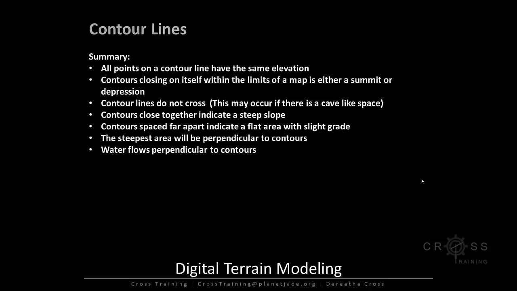So to summarize this presentation, all points on a contour line have the same elevation. Contours closing in on itself within the limits of a map is either a summit or a depression. And contour lines generally do not cross each other. The only time that this may happen is if you have a cave-like space going on. So generally what we're trying to model is the bare earth, so we won't have any cave-like spaces. Contours close together indicate a steep slope. Contours spaced far apart indicate a flat area with a slight grade. The steepest area will be perpendicular to contours.